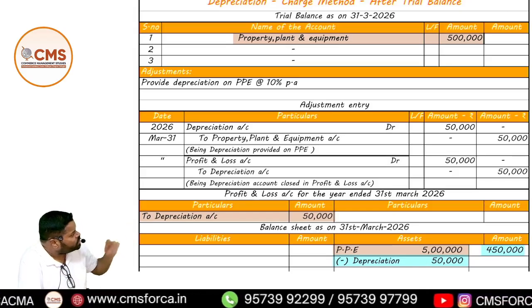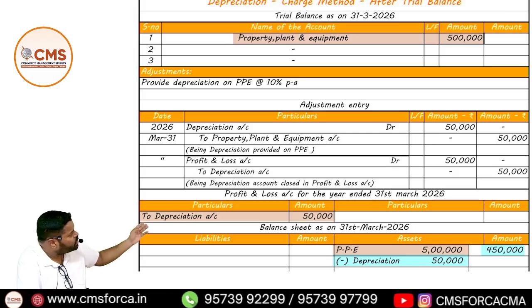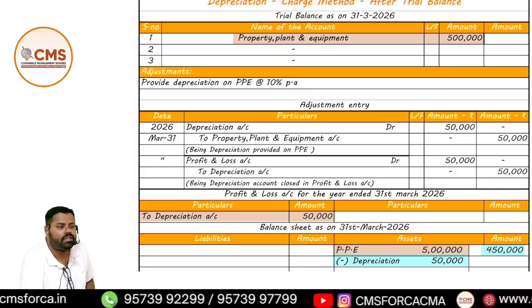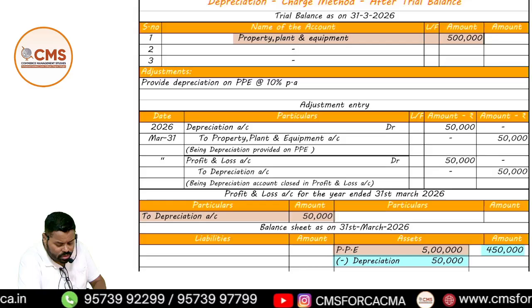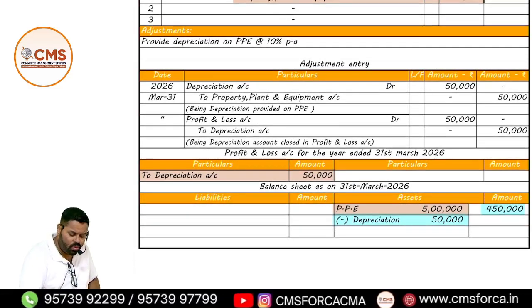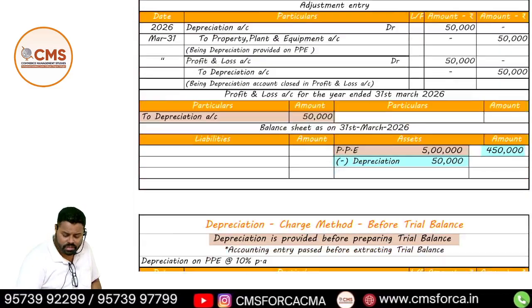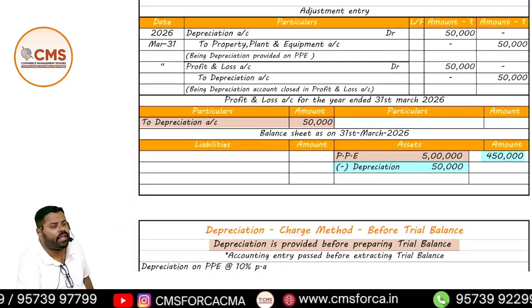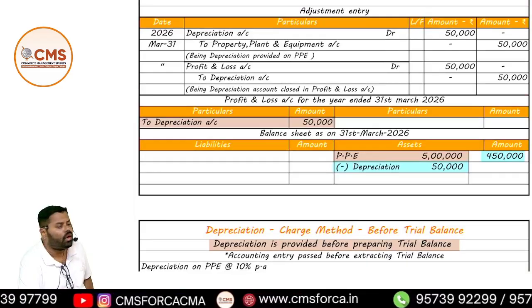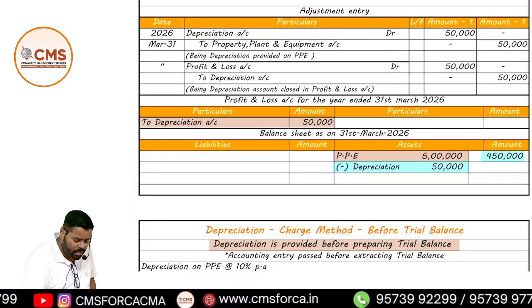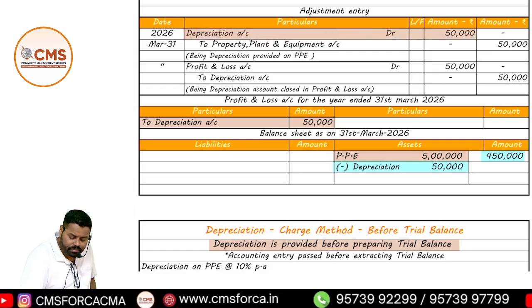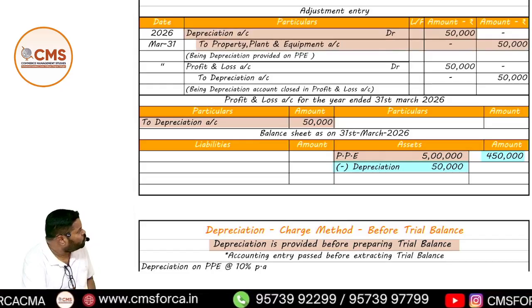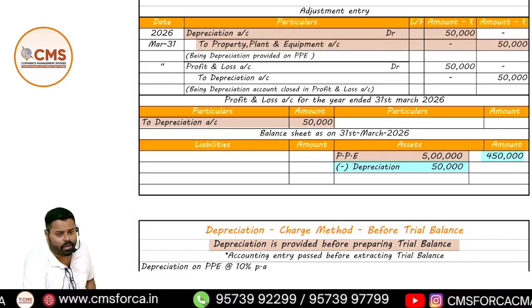Okay. So the value is 5 lakhs, and what is given in your adjustments? Provide depreciation on property, plant and equipment at the rate of 10%. Since it is given in adjustment, what is the rule? The amount should appear twice. So what are the entries that I'm writing? First, I will create an expense account or non-cash expense account called depreciation here. And it will be charged on your asset, property, plant and equipment.